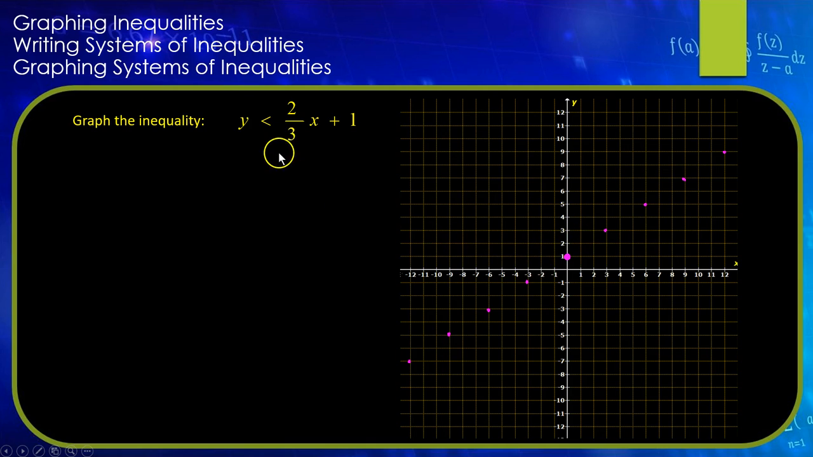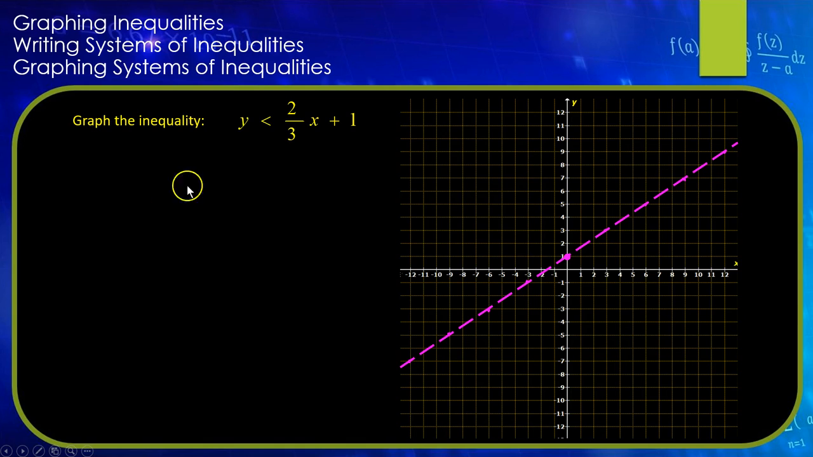That's not going to happen here. The border is not included because I don't see an equal to sign here. So this means that I'm going to put a dashed line to kind of stand for where the line would be, but it's technically not really there. It's a border, but that's not where the border is. The border is actually infinitely close to this line.